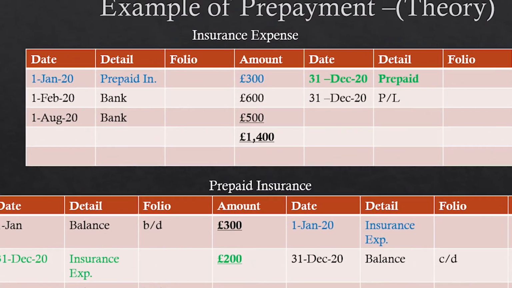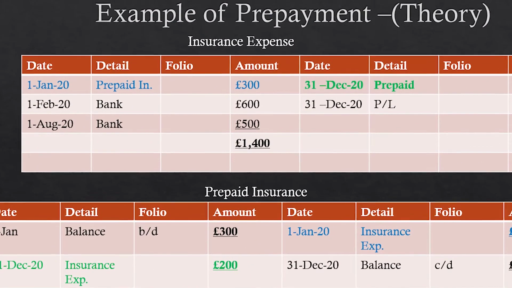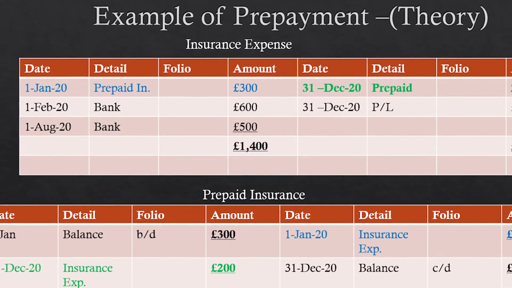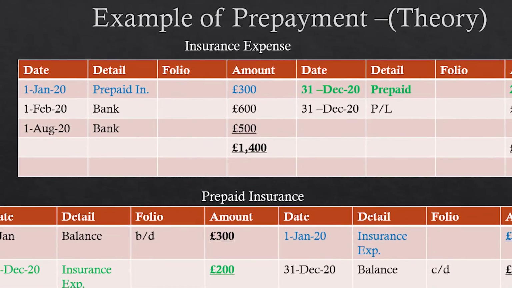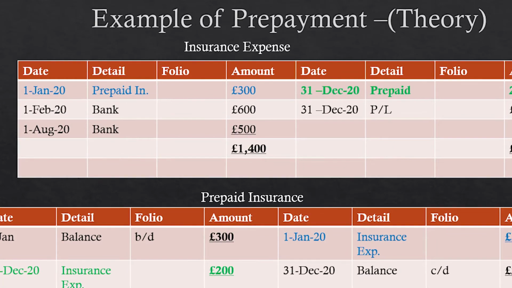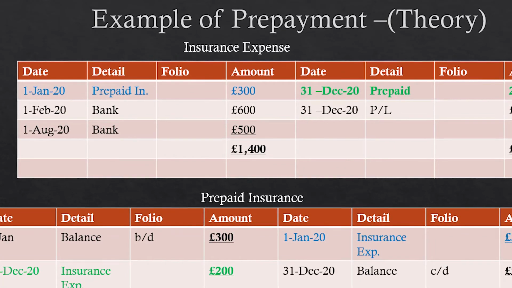So the first one, we need to consider the fact that there was a payment made way before the expense was due. The payment was made on the first day of the previous financial year, which is the 1st of December 2019. And that was 300.